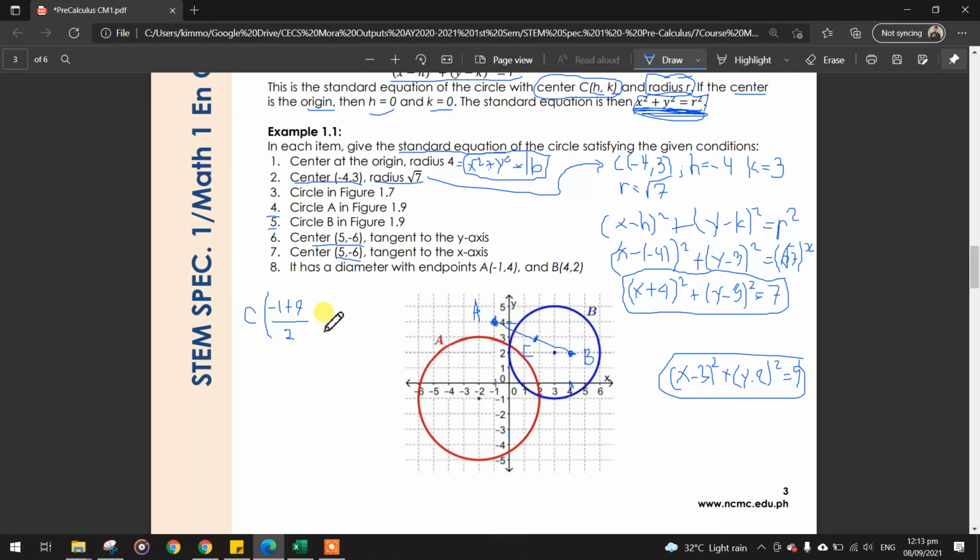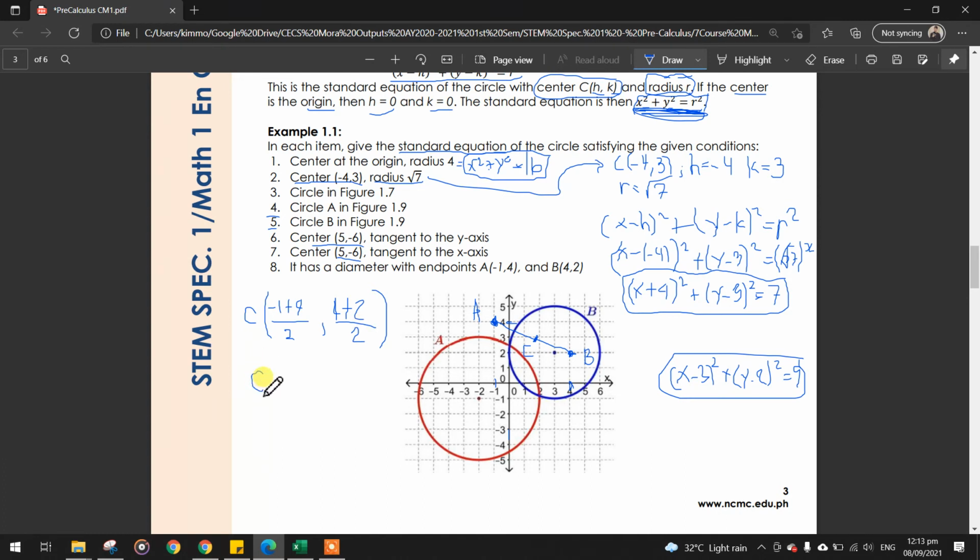of our x coordinate. So this is for the x coordinate, and this one is for our y coordinate. Meaning we look at our y values. We have 4 and 2. So we add 4 plus 2 divided by 2. So again, this is just using the midpoint formula, or average formula. You add the two points, then divide by 2.